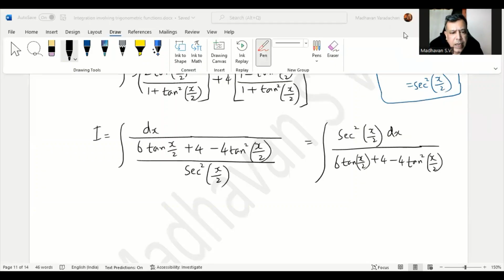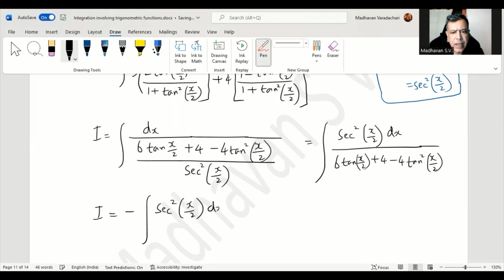Further, in the denominator, I will first bring the square element first, which has a negative sign. So I will take the negative sign outside the integral. So you will have secant square of x by 2 dx divided by, first I will write 4 tan square x by 2, since already the negative sign is taken outside. Then minus 6 times tan x by 2. Then finally minus 4.